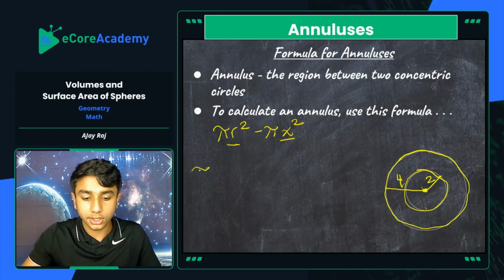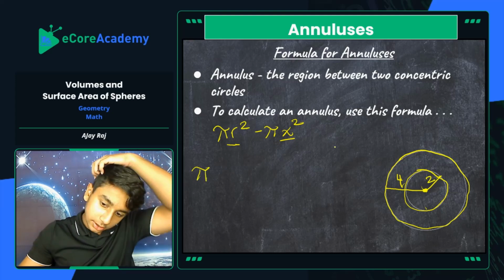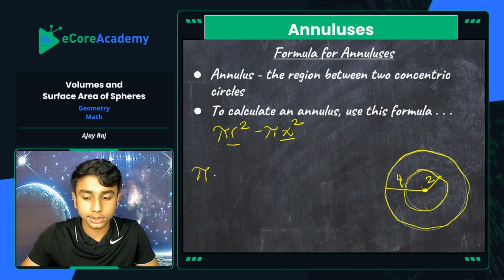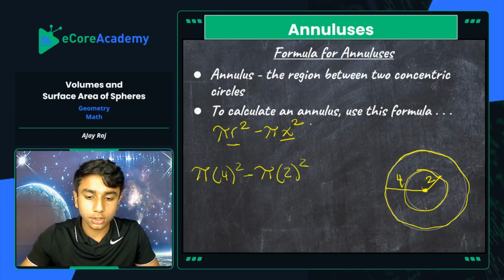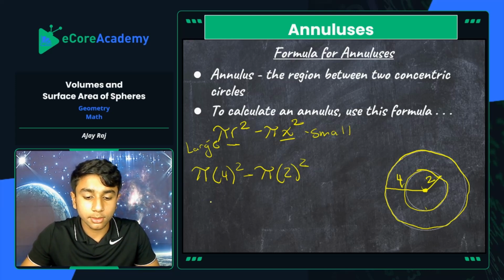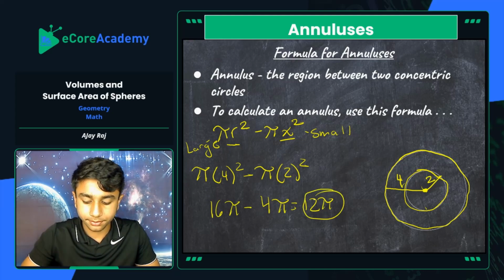So let's plug that into our equation here just to calculate. We're going to leave this in terms of pi just to get an exact answer here. Because we're dealing with a larger equation, we want to put it in exact terms. So we have 4 here, so we're going to plug that in. 4 squared minus pi times 2 squared. And I'll just write this down. Small and large, just to identify that. So pi times 4 squared minus pi times 2 squared. So that's going to be 16 pi minus 4 pi, equals 12 pi. And that's the area of our annulus.